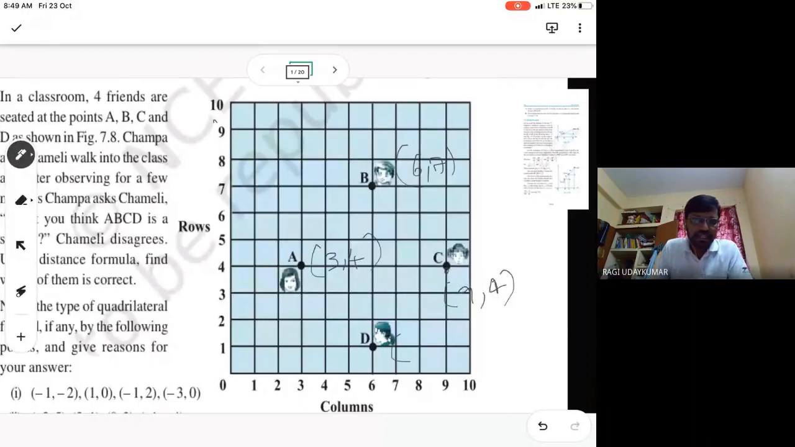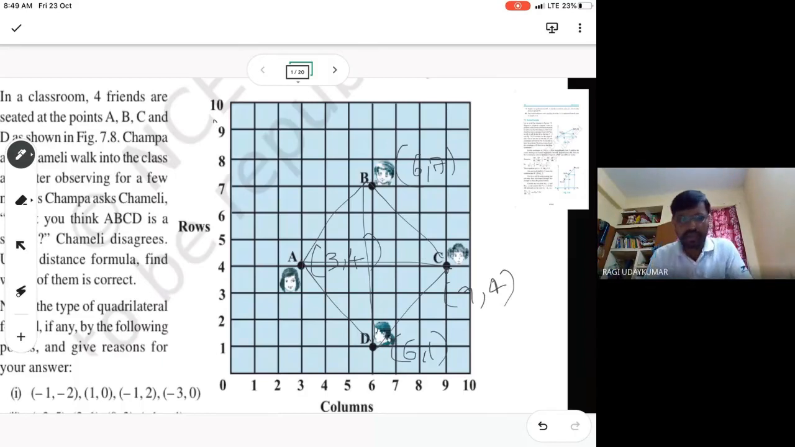6, 1. So ये स्क्वायर है नहीं है, कैसे फाइंड आउट करना है? ये दोनों को डिस्टेंस फाइंड आउट करो. ए बी, बी सी, सी डी, ए डी फाइंड आउट करो. उसके बाद क्या करना है ना, ऑल इक्वल आया तो if you get all equal, then you find out AC and BD. ये दोनों भी find out करना है.